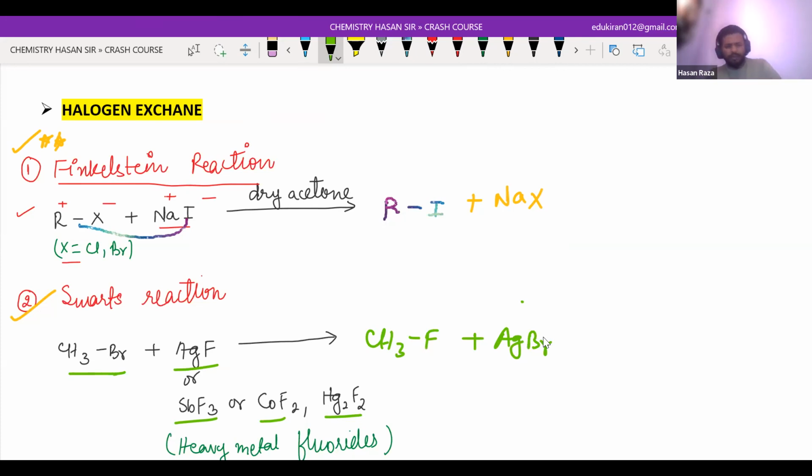So I think it's very easy. The chapter is very, very easy. You just need to go through the PYQs.